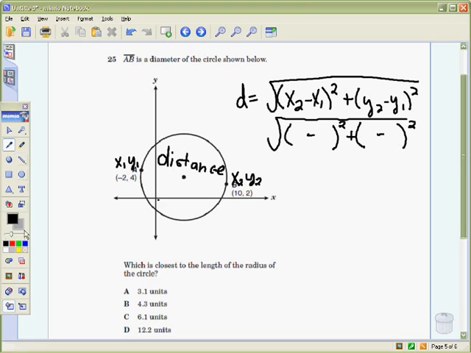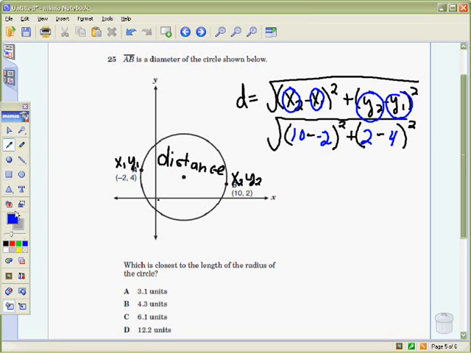So I just take that information straight from my points. Well, I have x2 minus x1. So x2, that's 10, minus x1, that's negative 2. Over here I have y2 minus y1, which is 2 minus 4.